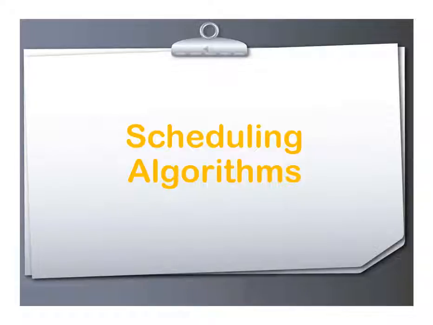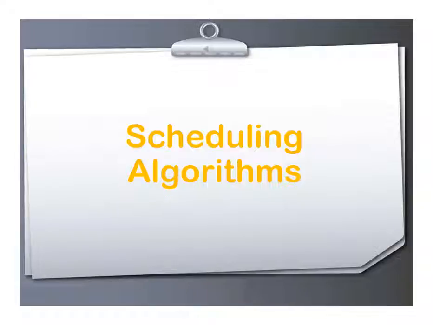The remaining topics of scheduling algorithms. Part 2. A process scheduler schedules the different processes to be assigned to the CPU based on a particular scheduling algorithm. There are 6 popular process scheduling algorithms, which we are going to discuss in this video.